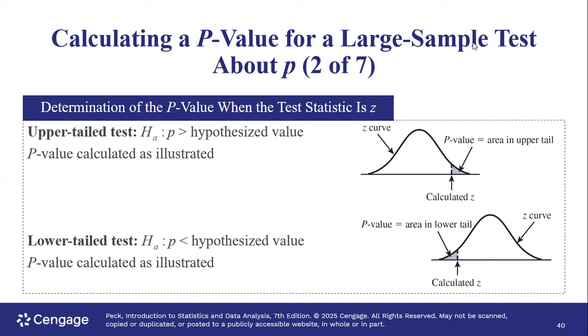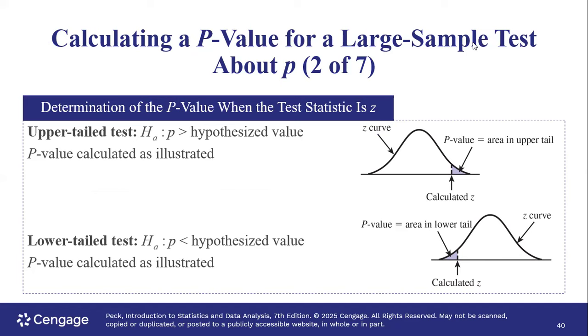Upper tail value, we look at the alternate hypothesis. If the alternate hypothesis, in this case, is population proportion greater than hypothesized value, then it's a right tail test. It means the shaded area is the area of rejection. Okay. Area of rejection. And if the test statistic falls in the rejection region, the shaded region, we reject the null hypothesis.